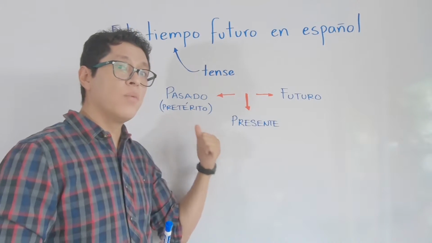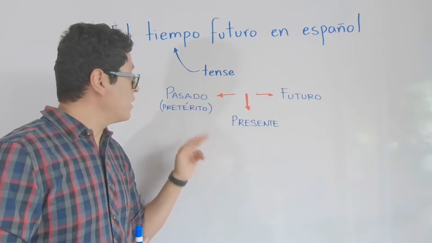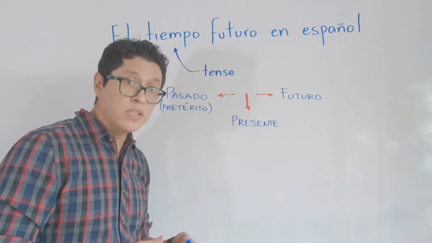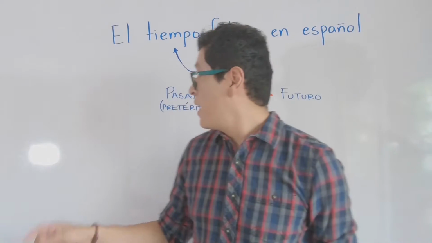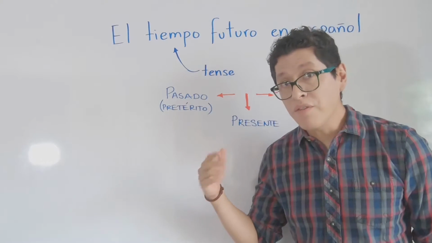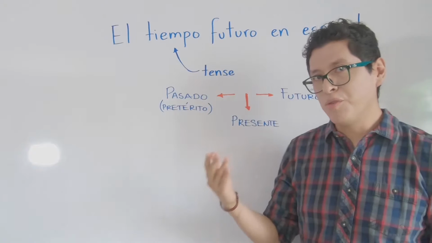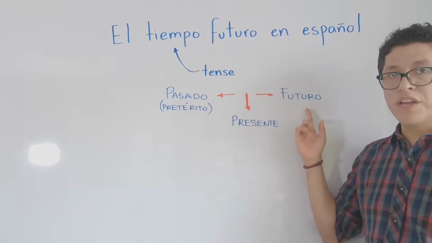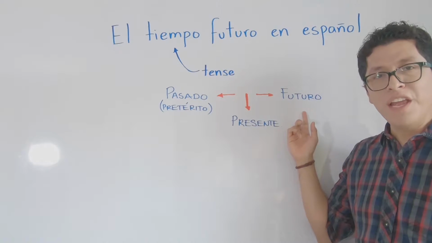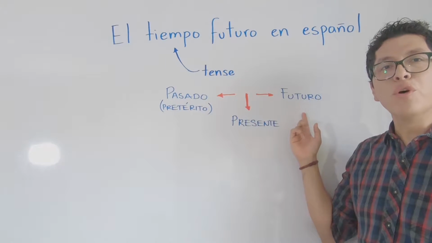This is the past. We call it pasado. In some other grammar books and some other places you can see it like pretérito. And of course, the most important topic for today is futuro. As you can see here, that's how we say future in Spanish, futuro.